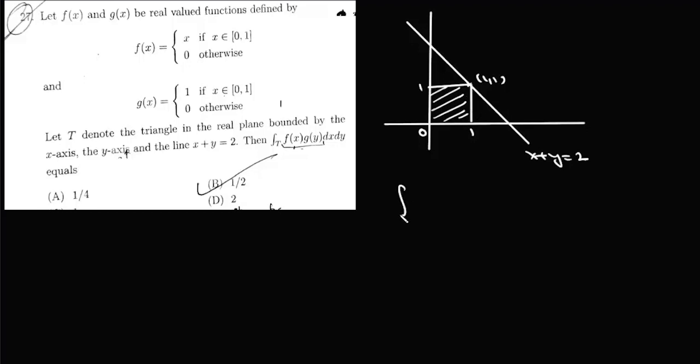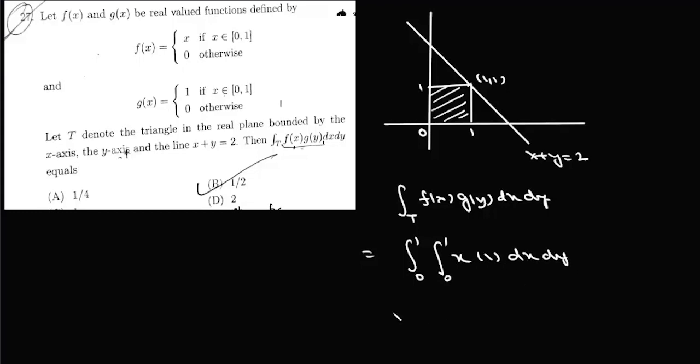We have to find this integral fx gy dx dy, and we can write this as the integral from 0 to 1 and then the integral from 0 to 1. Now in 0 to 1 fx is simply x and gy is simply 1, and that will be dx into dy. So we can write this as the integral 0 to 1 x dx, and then the integral 0 to 1 dy, which is x square by 2, and that will be 1 by 2. So the answer to this question is option B.